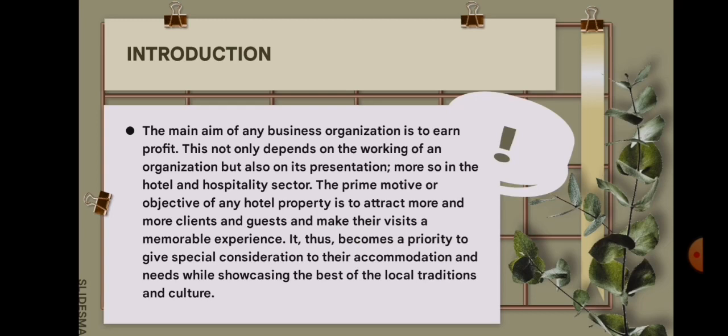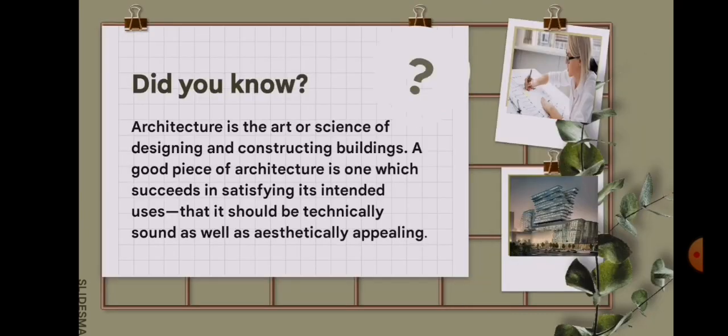Introduction. The main aim of any business organization is to earn profit. This not only depends on the working of an organization but also on its presentation, more so in the hotel and hospitality sector. The prime motive or objective of any hotel property is to attract more and more clients and guests and make their visit a memorable experience. It thus becomes a priority to give special consideration to their accommodation and needs while showcasing the best of the local traditions and culture. Did you know architecture is the art and science of designing and constructing buildings?